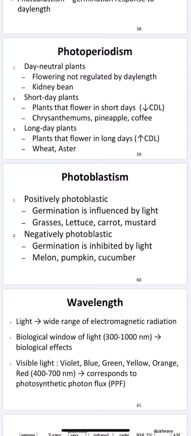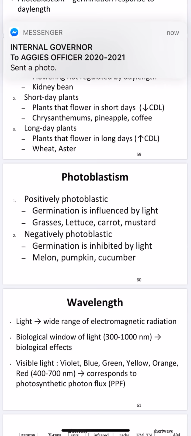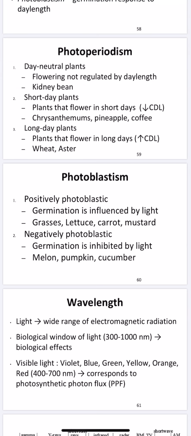But short day plants are the plants that flower in short days with below critical day length, like the chrysanthemum, pineapple, and coffee. So they want short day, no, more night. And lastly, the long day plants. These are plants that flower in long days above critical day length. This includes wheat and aster. So they like to flower when the day is longer.